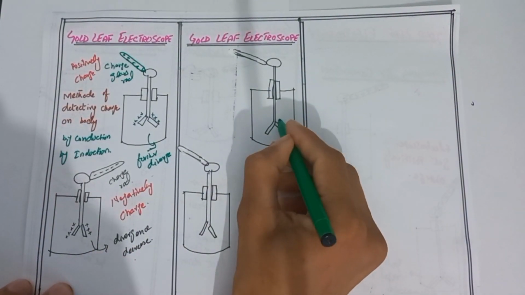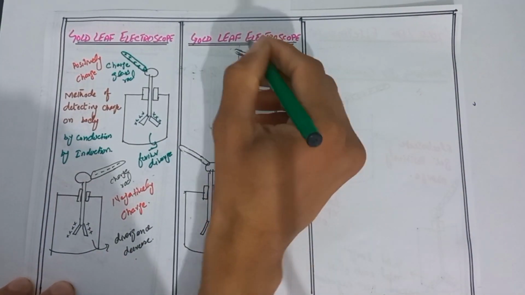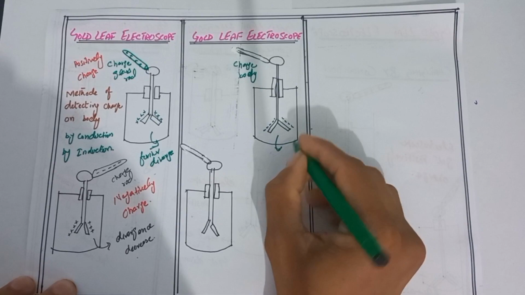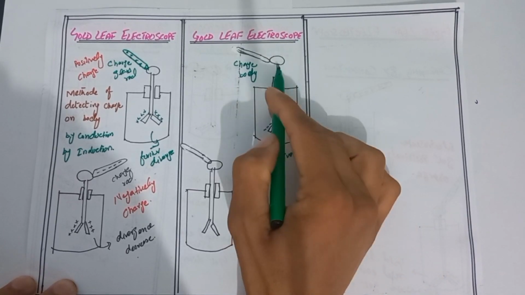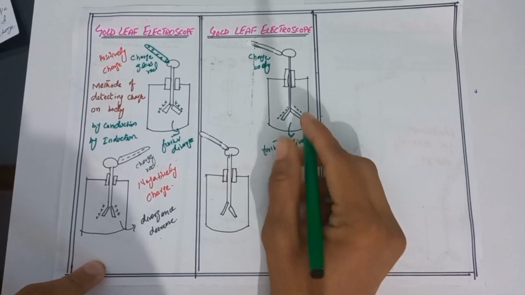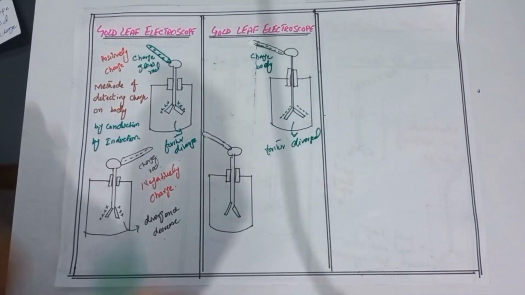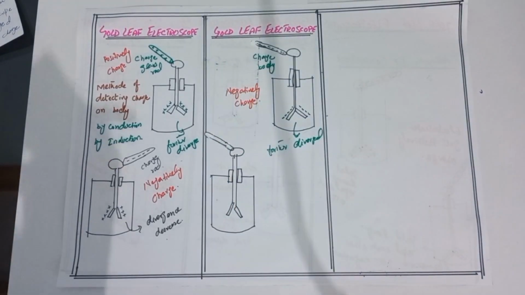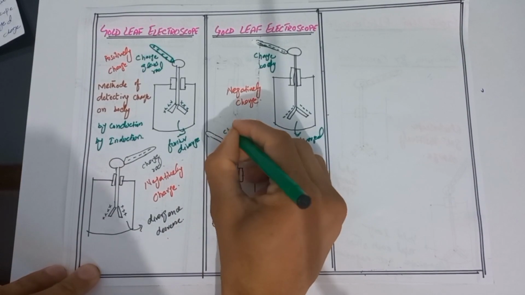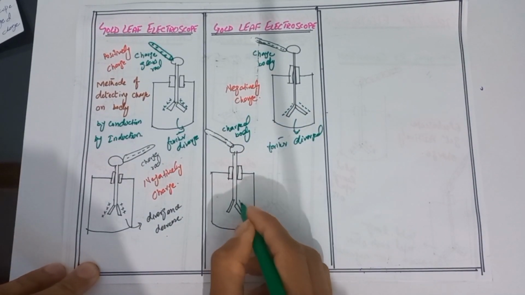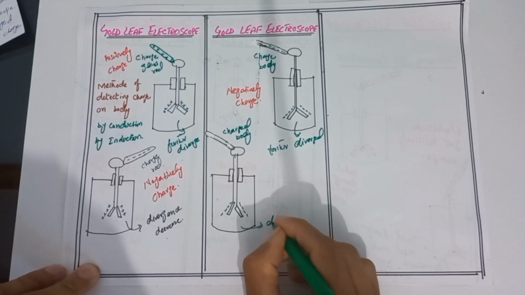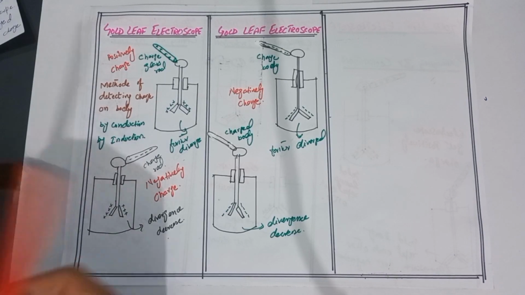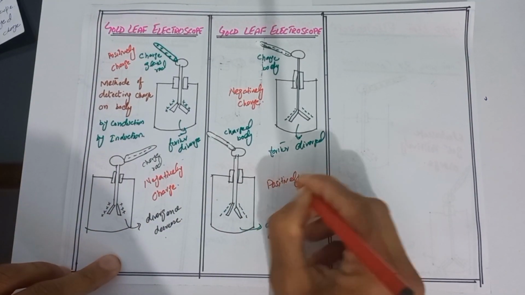Now we take a negatively charged electroscope and bring any charged body in contact with it. If the leaves diverge further, this indicates that the charged body is negatively charged. Now if we touch a charged body to this negatively charged electroscope and the divergence decreases, this shows that the charged body is positively charged. So we can say this is a positively charged body.